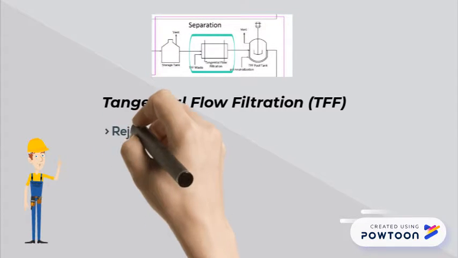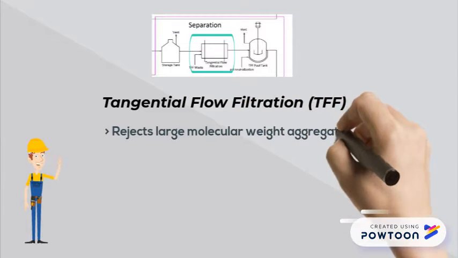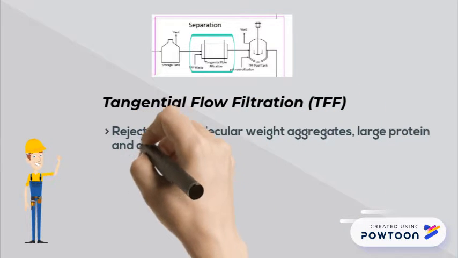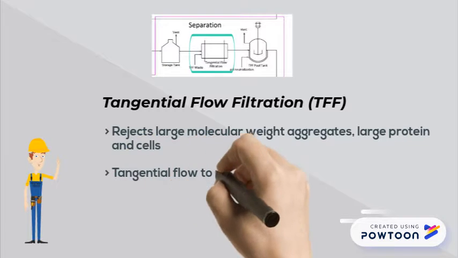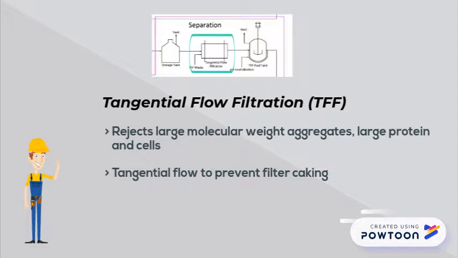TFF helps filter large molecular weight aggregates, large proteins, and any remaining cells. As fouling is one of the major issues when using the filter, modification is done where the feed is passed tangentially over a membrane in order to prevent filter caking.